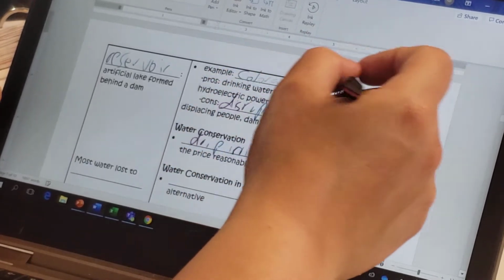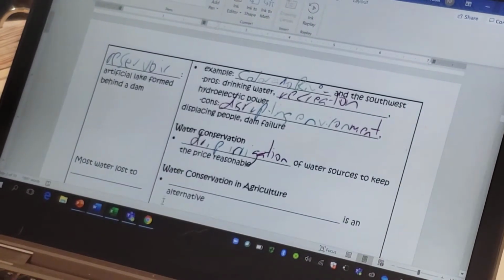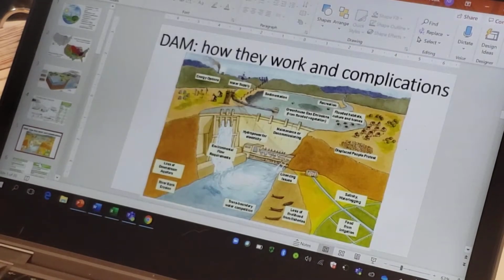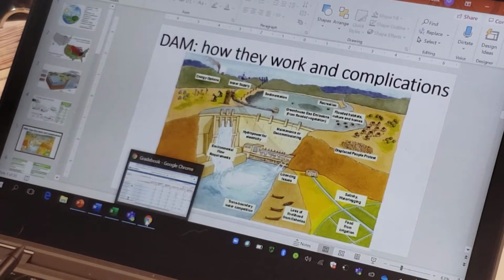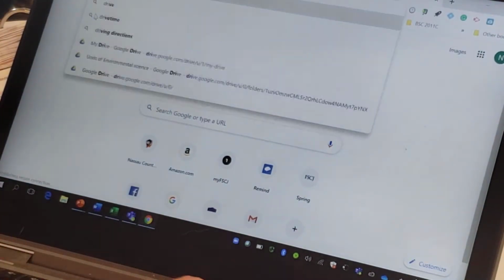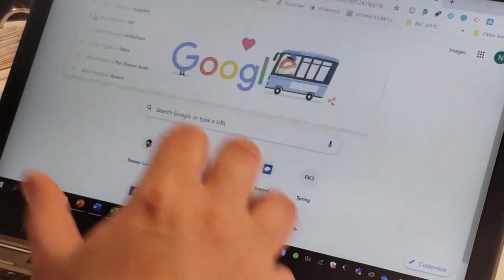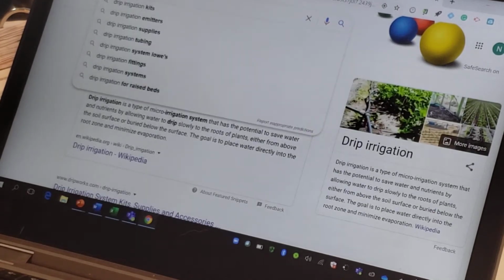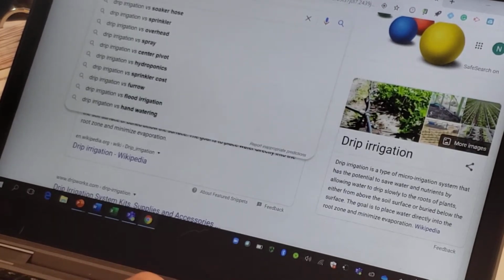So, I'm pretty sure I'm going to show you. Well, here, I'll do it now. I'm going to block something for a second. Okay. Drip irrigation versus sprinklers.